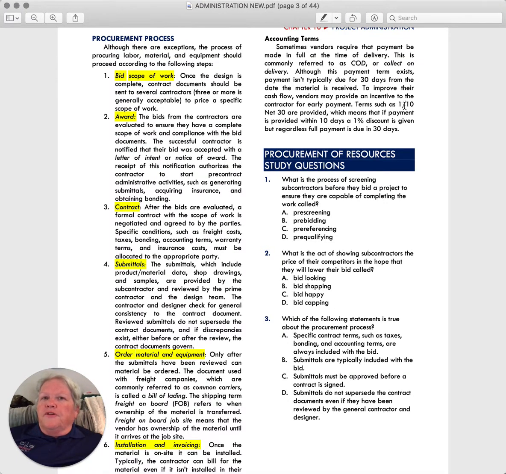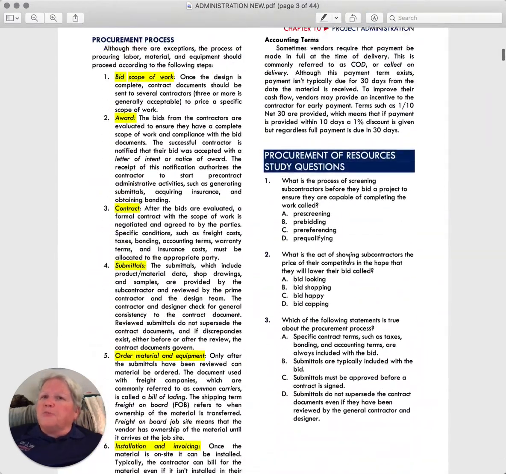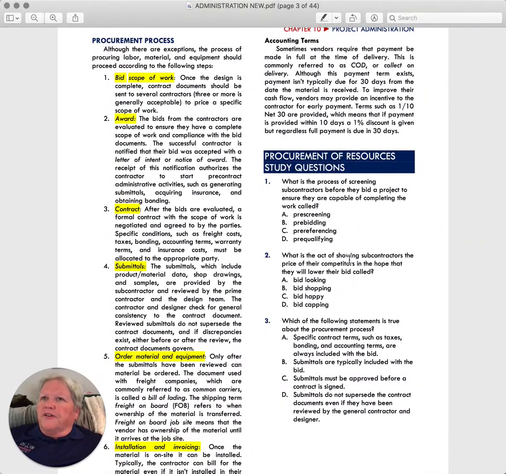So if you're cash flush as a general contractor and you can afford to pay them in 10 days, then you can reap a 1% discount. That's what those accounting terms are called. This practice used to be very, very prevalent back in the 80s. It's not as utilized as much these days, but it is still from time to time referred to.